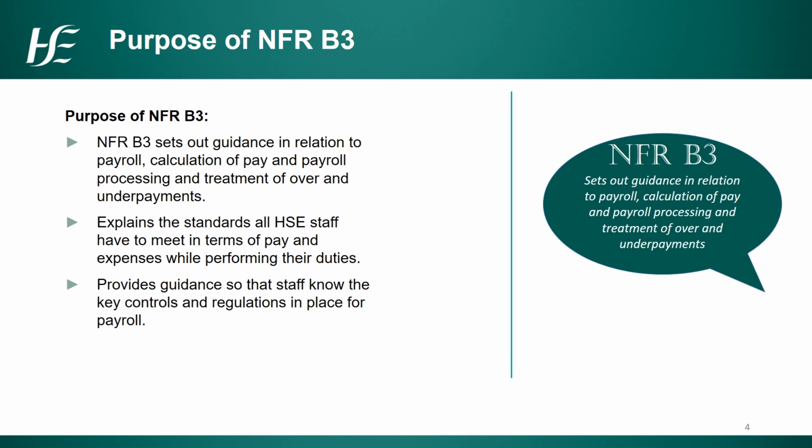Moving on then to the purpose of NFR B3. NFR B3 sets out guidance in relation to payroll, calculation of pay and payroll processing, and the treatment of over and under payments. NFR B3 explains the standards all HSE staff have to meet in terms of pay and expenses while performing their duties. It ensures staff know the key controls and regulations in place for payroll, and it aims to ensure that pay-related over and under payments are resolved without delay.